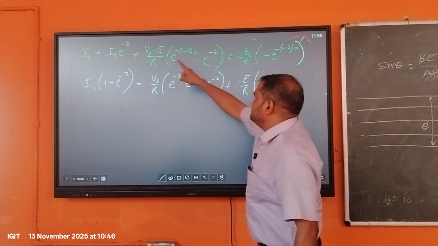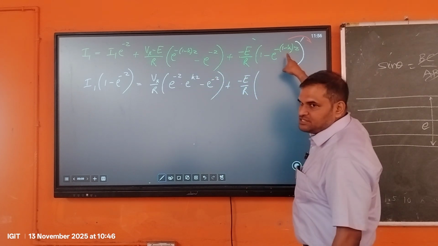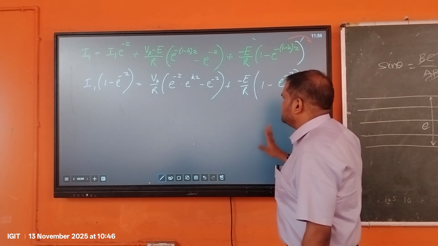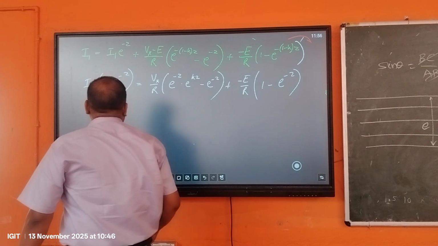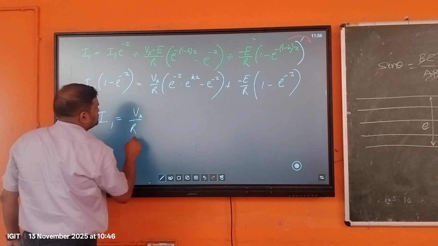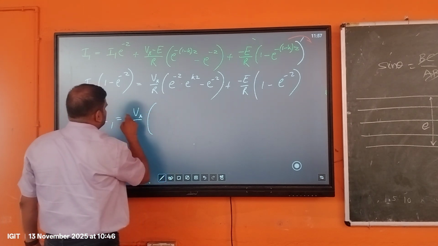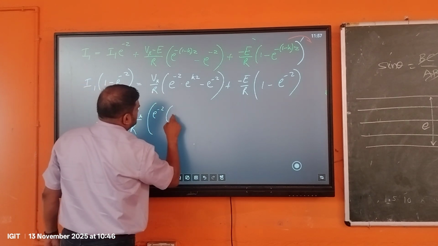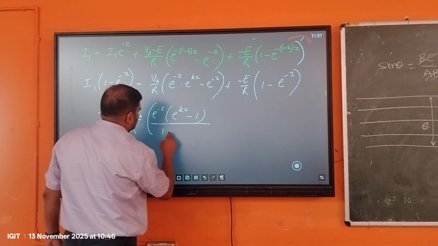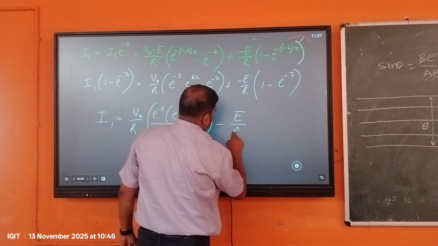What will we do? These two will add up. So when we add these two, this one and this one are opposite, so they will cancel. So 1 minus e to the power minus z. Simple. Cut it. Okay. Can we write down I1 is equal to Vs by R, take out this e to the power minus z, (e to the power kz minus 1) divided by (1 minus e to the power minus z), minus e by r. Simple.